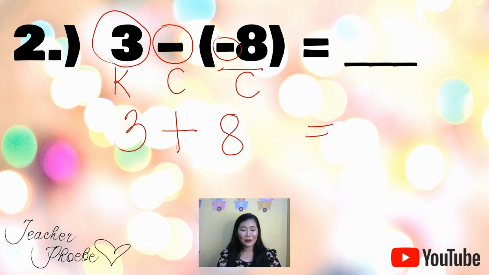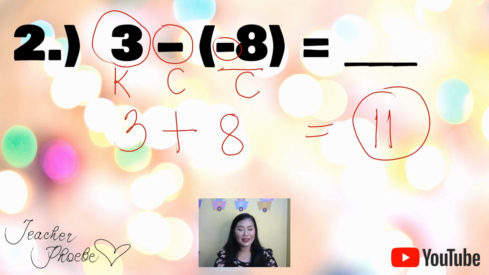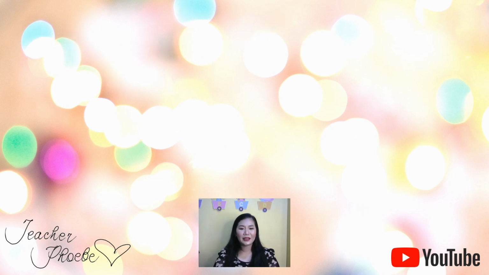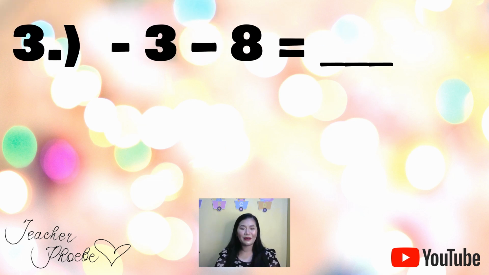Di ba? Ang dali. 3 plus 8, that is equal to 11. So that is already your final answer for number 2. Okay, so let us have number 3. I have here negative 3 minus 8.